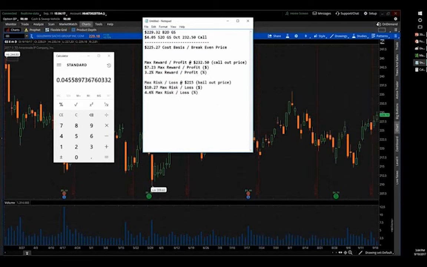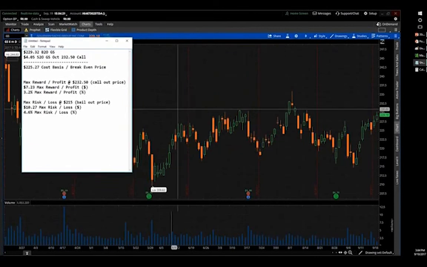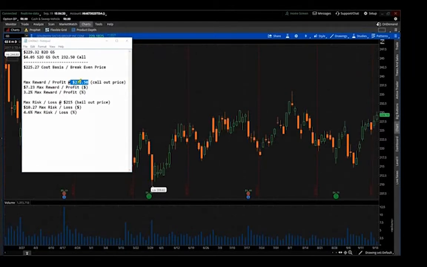But let's talk about now actually where our profit and our trade zones are. So our profit zone is anywhere from the cost basis up to our call out price. So if I was to draw a line here, 225.27, right about here, up to 232.50. This is my profit zone.